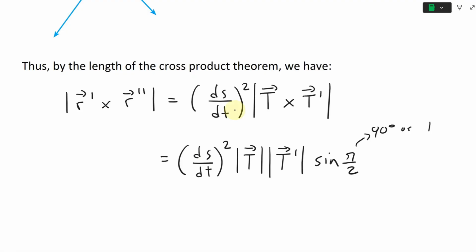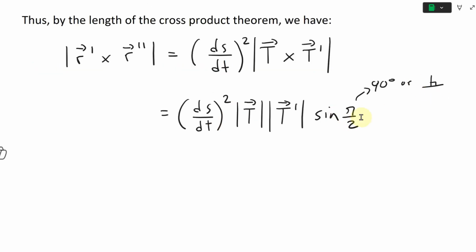Let's put it one more time, better. Again, I can't do it. All right, we got that. And now this one right here is just equal to 1.